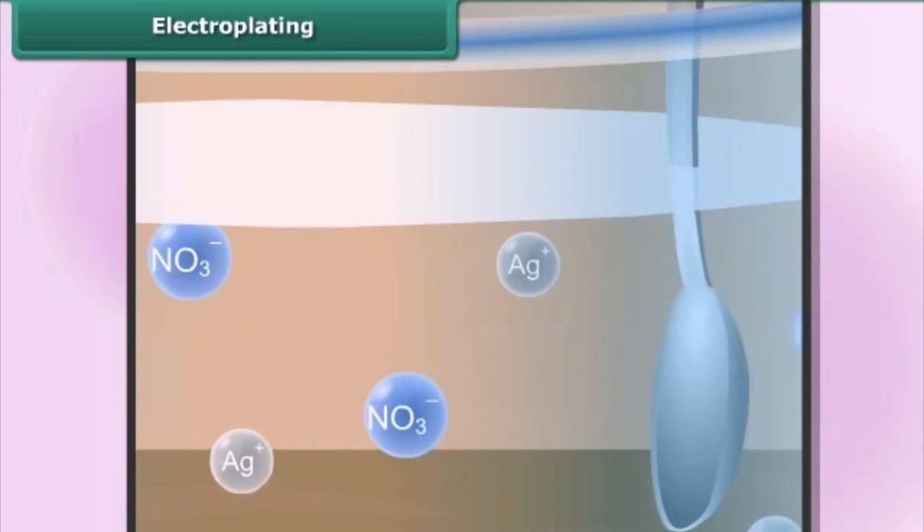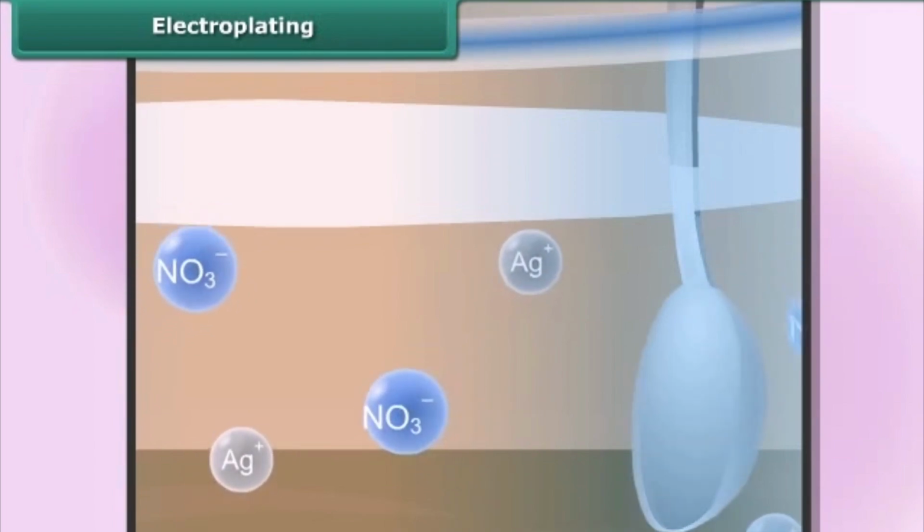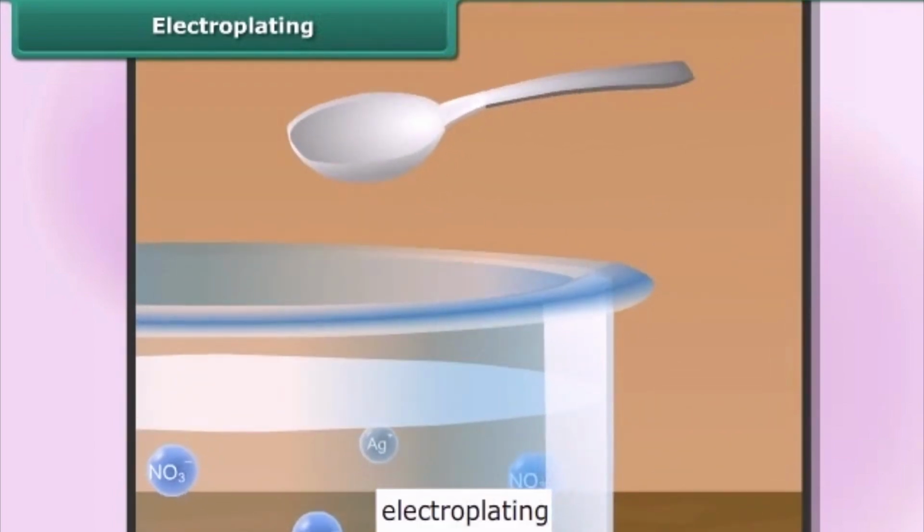When they reach the cathode, they accept electrons from it and change into silver atoms, which deposit onto the cathode in the form of a thin metallic layer. The thickness of the layer depends on the conditions under which the electrolysis is conducted. This process is known as electroplating.